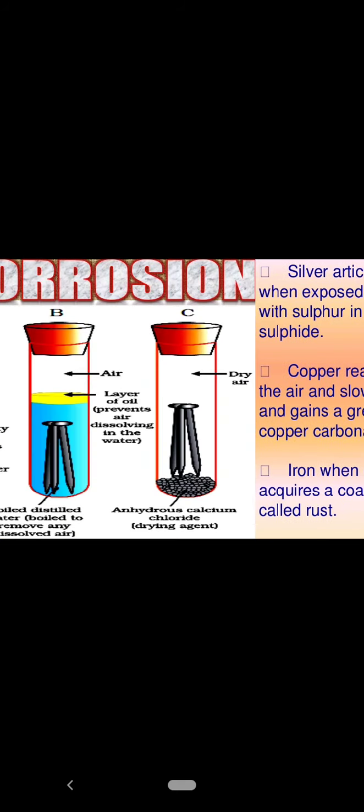you will observe that the iron nails in test tube A get rusted in the presence of water. In test tube A, the nails are exposed to both air as well as water. In test tube B, the nails are only exposed to water because on the upper side there is a layer of oil, and in test tube C, they are exposed to dry air.